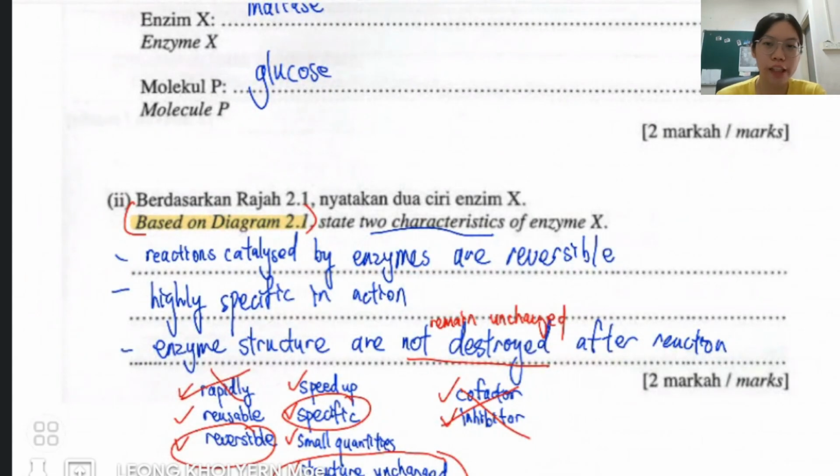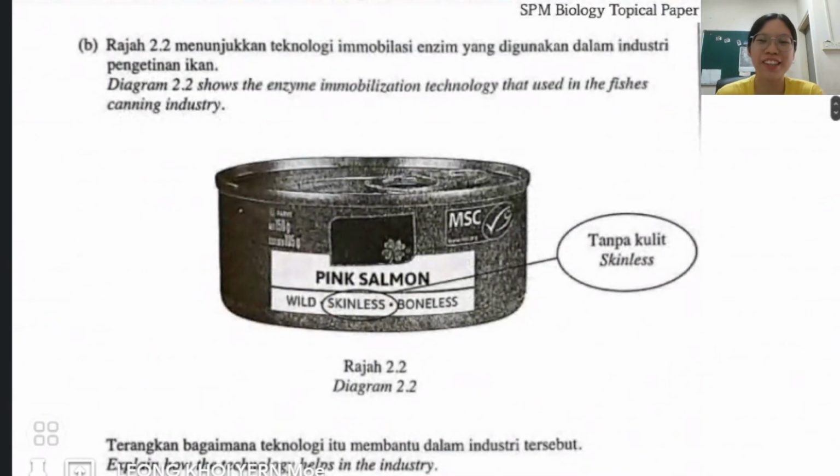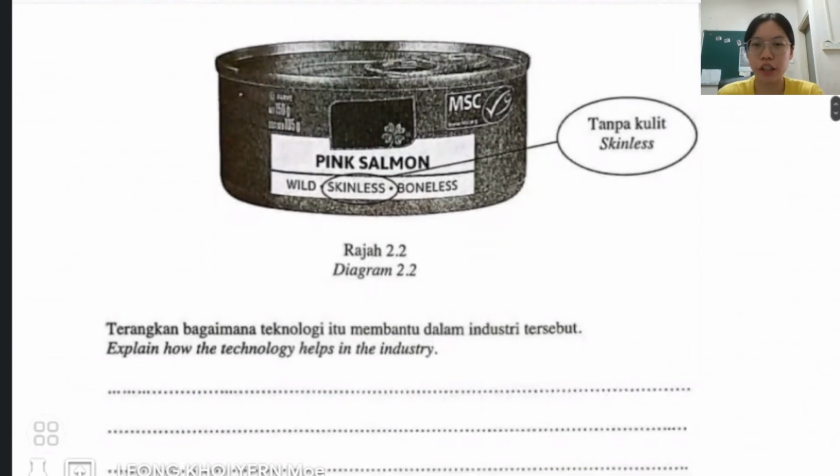Okay, so let's move on to this question right here, pink salmon. They are using an enzyme immobilization technology used in the fish canning industry to produce skinless fish. So how does the technology help in industry? They actually want you to emphasize the immobilization technology.